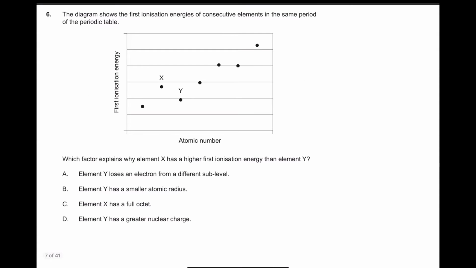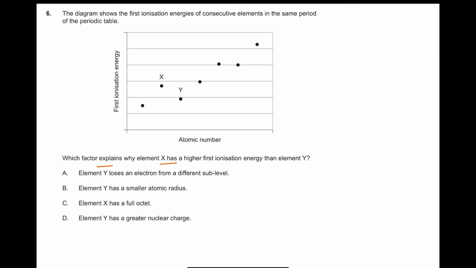Moving on to question 6. In this question, the diagram shows the first ionization energies of consecutive elements in the same period of the periodic table. Which factor explains why element X has a higher ionization energy as compared to element Y? Let's start with the last option. Element Y has a greater nuclear charge. If element Y has a greater nuclear charge, obviously its ionization energy should be higher than that of X because the nucleus will pull the electrons towards itself with a greater force. So we would require much more energy to remove the outermost electron. So this option won't be correct.